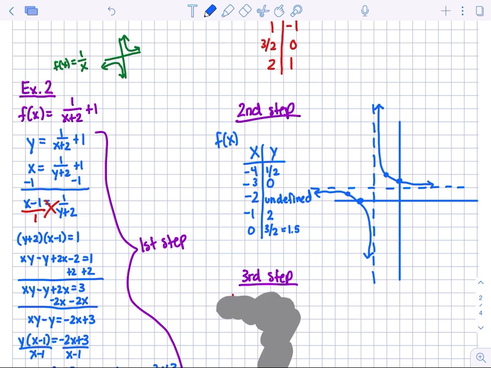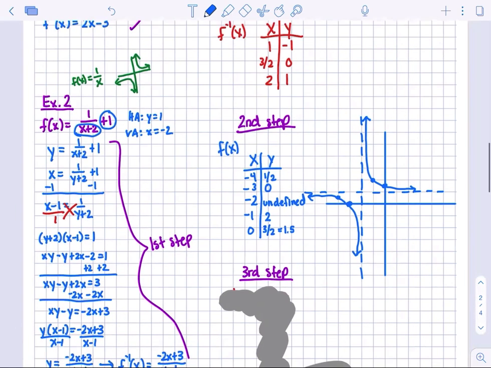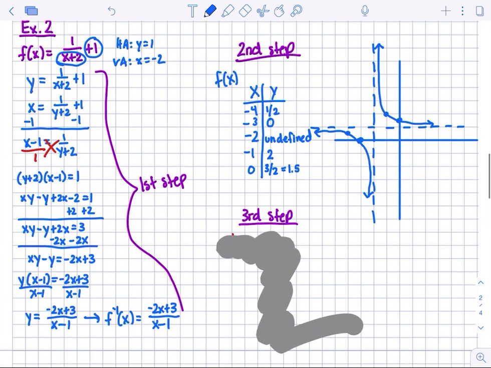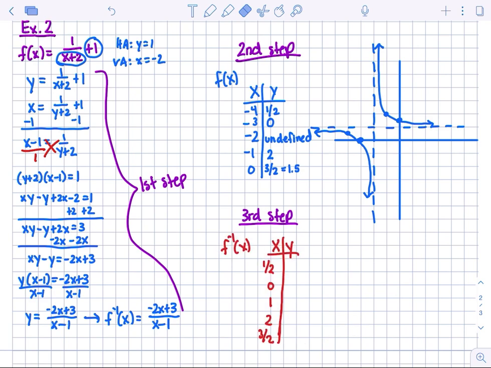Now, if you want to do it for more mathematical practice, the vertical asymptote from here is -2. And the horizontal asymptote is here, which is just y is equal to 1 and x is equal to -2. Okay, now you have to graph the inverse function.